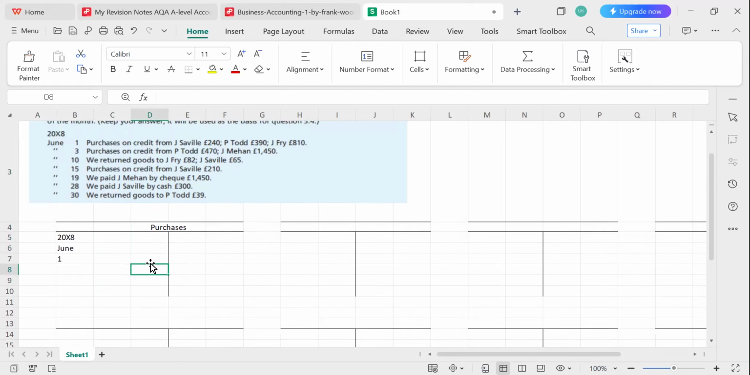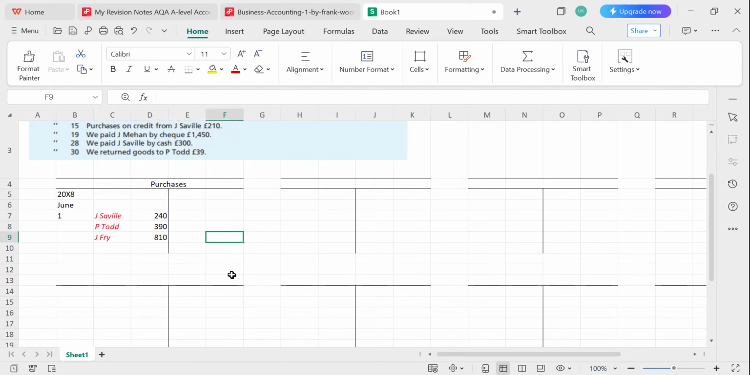So we did the purchases of 240, 390, and 810. And we did the purchases from these accounts: J7, P Todd, and J Fry. Which means these are going to be the accounts that we're going to make against the purchases account. So let's make these accounts as well.